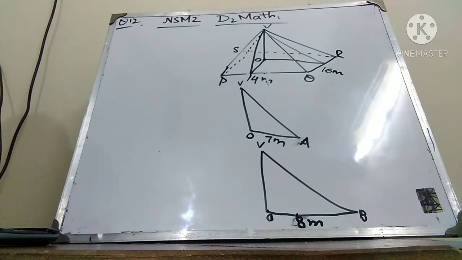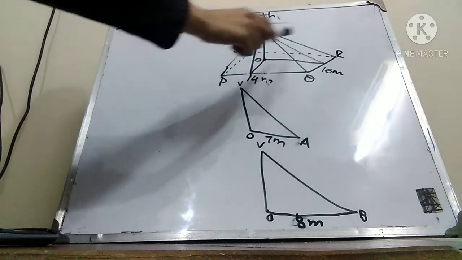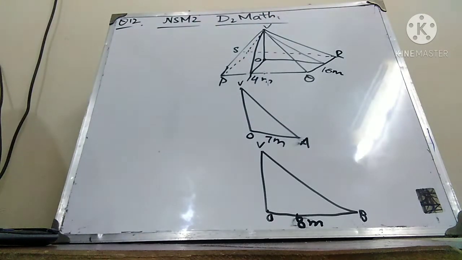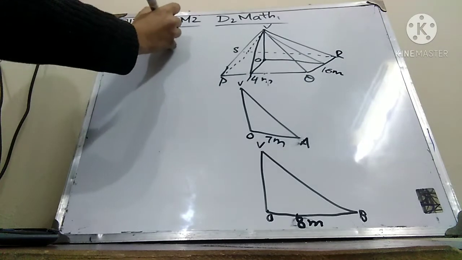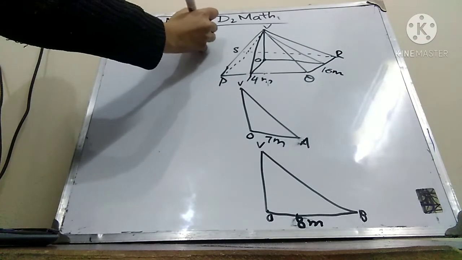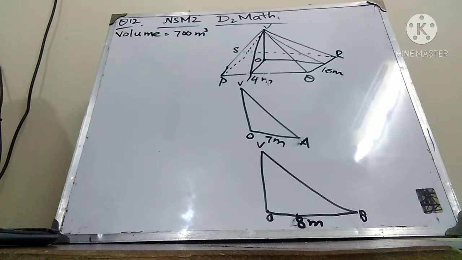The question is: a pyramid has a rectangular base of side 16 meter by 14 meter. Given that the volume of the pyramid is 700 meter cube, find its height and the total surface area. This question is just like question number 1. They are saying that there is a pyramid with a rectangular base, and the length and width of the base is 16 and 14. The volume of the pyramid is given, which is 700 meter cube. Then they ask to find its height and total surface area.